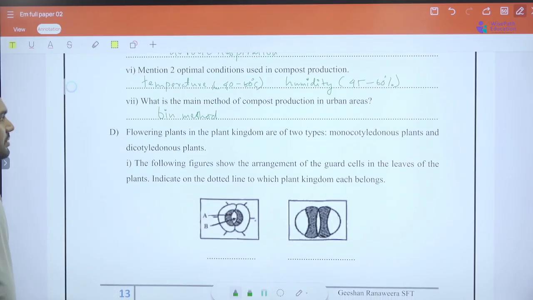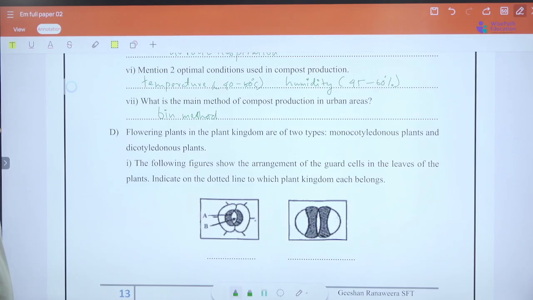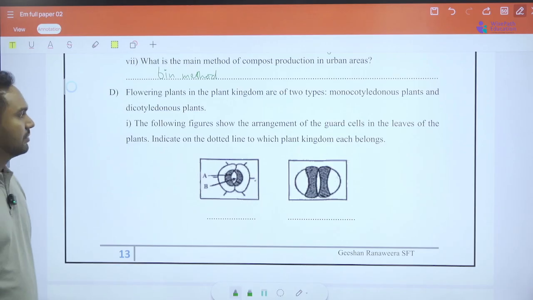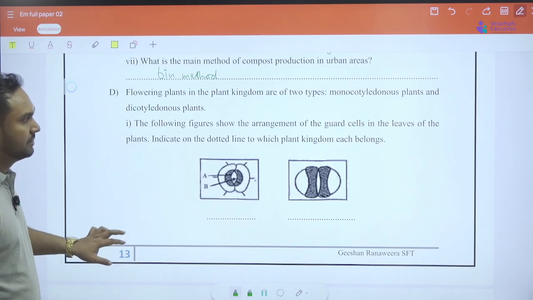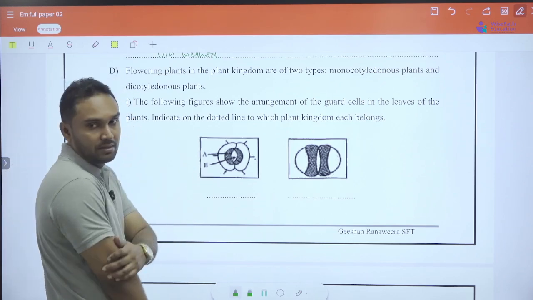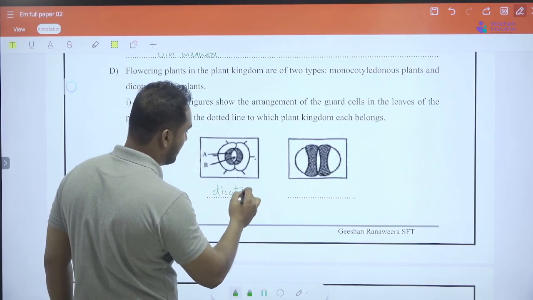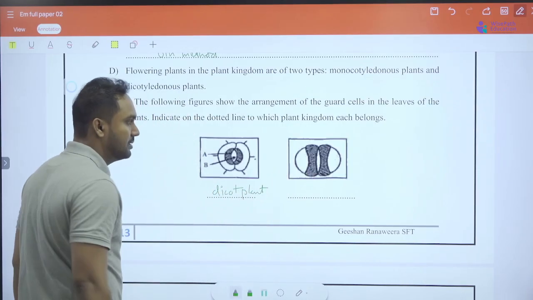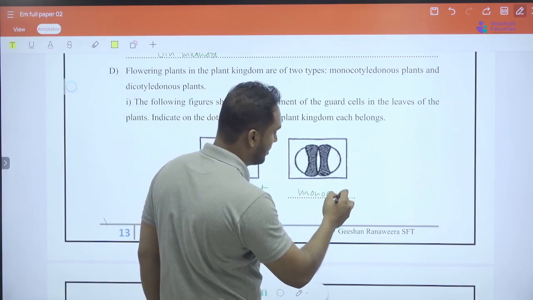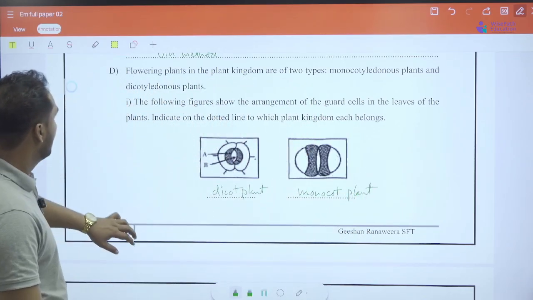Right. Flowering plants in the plant kingdom are of 2 types, monocot and the dicot plants. The following figure shows the arrangement of a guard cell in the leaves of a plant. Indicate on the dotted line to which plant kingdom each belongs. Now this one is bean shaped guard cells. That is dicot. This is dumbbell shaped guard cells. This is monocot. Monocot plant. Right.